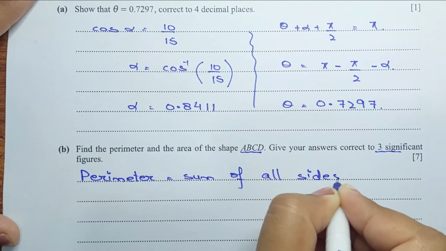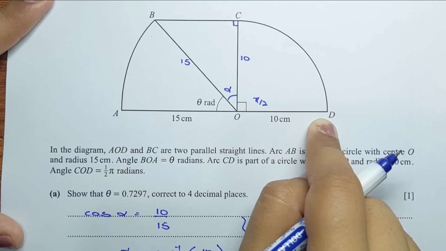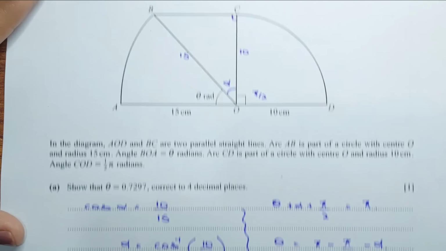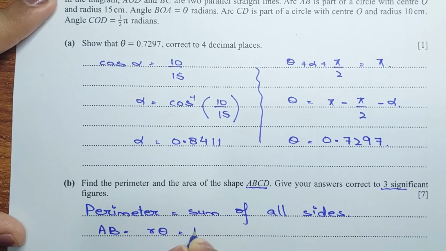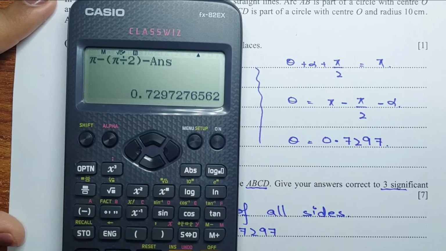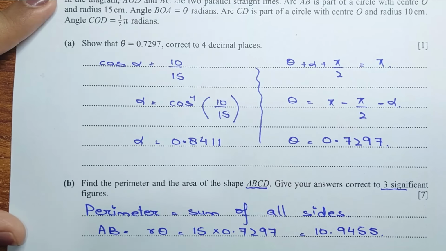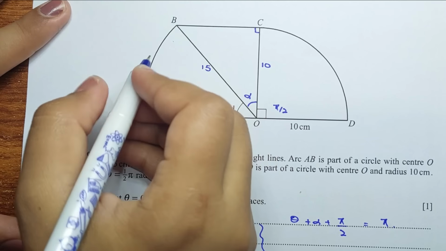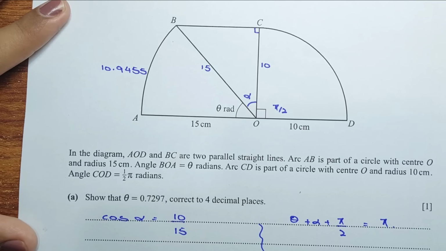Let me work on the perimeter first. So we have this side AO and OD, which is equal to 25. Let me solve for AB. AB is the arc length, which is radius times theta. The radius is 15 and the theta is 0.7297. Okay, so 15 times 0.7297 is equal to 10.9455. So we have AB, which is 10.9455.